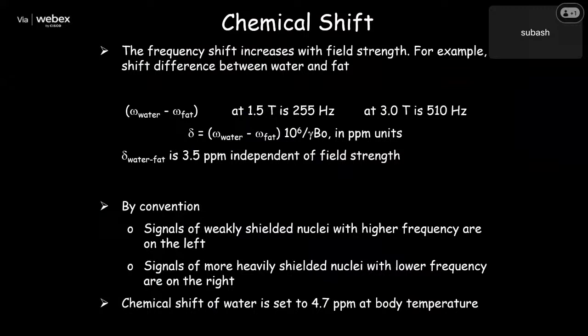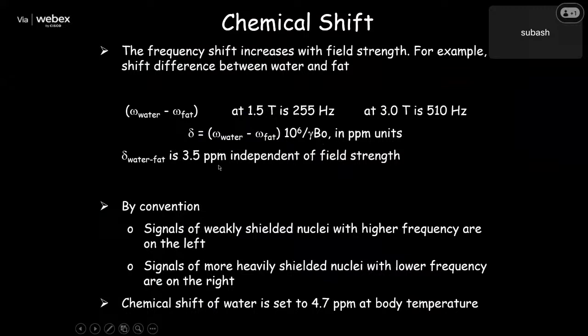So the chemical shift is the frequency of water minus the frequency of fat, divided by 10 to the power 6. This is how you calculate the chemical shift. We have found the delta of water and fat is 3.5 ppm. That means the chemical shift of fat and water is 3.5 ppm, which is independent of field strength.